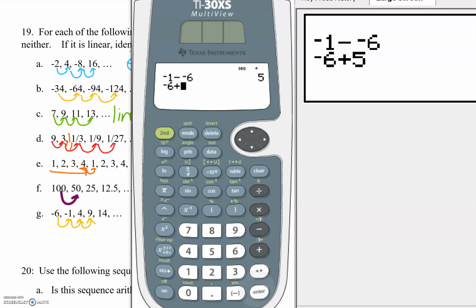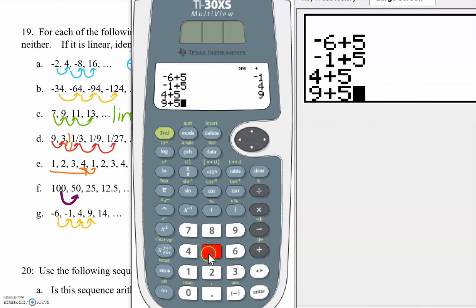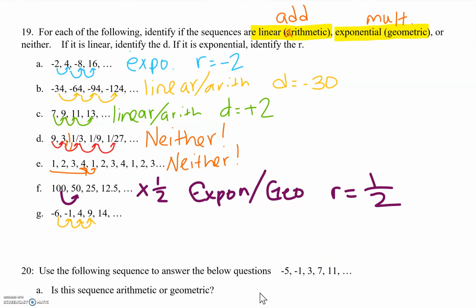Let's see if that's true for all of our problems. Negative 1 plus 5, 4. Oh, good. 4 plus 5, 9. 9 plus 5, 14. So yes, as we are adding 5, the pattern holds. So if it's adding, we have our arithmetic or our linear with a common difference of positive 5.